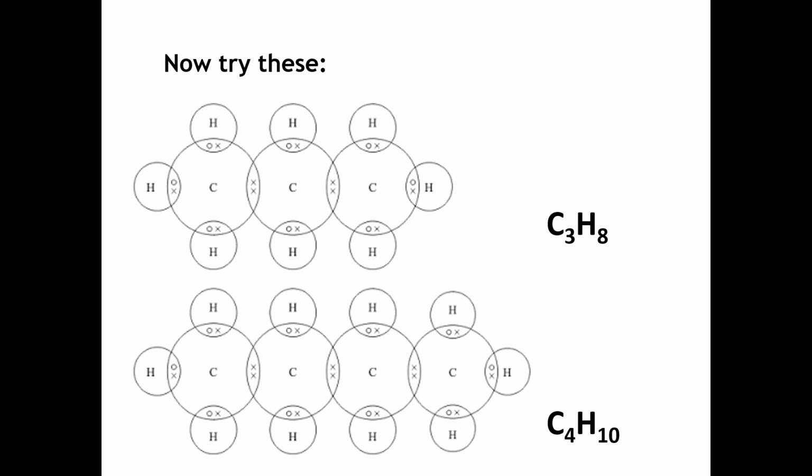A bit more difficult now. Have a go at these. These are the next two. Right, this one is propane. This one below is butane. So this is a little bit more tricky. So have a go at these two molecules of hydrocarbons in your book. Pause the video and come back to it when you're ready.